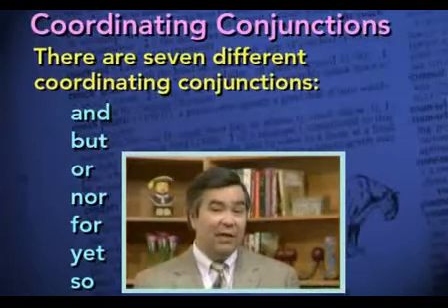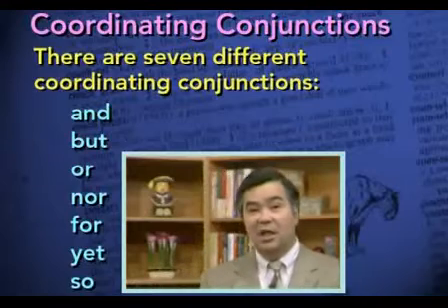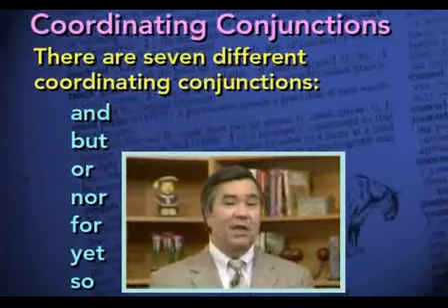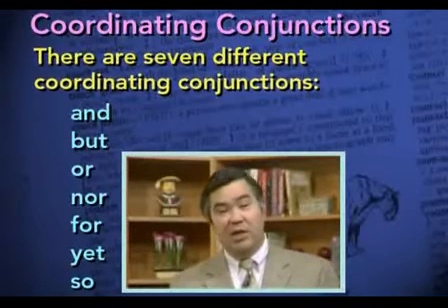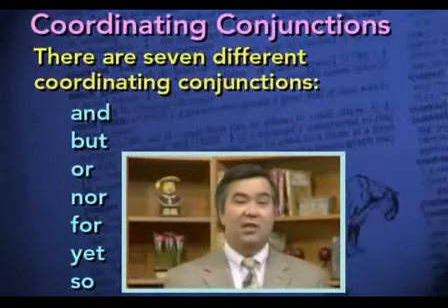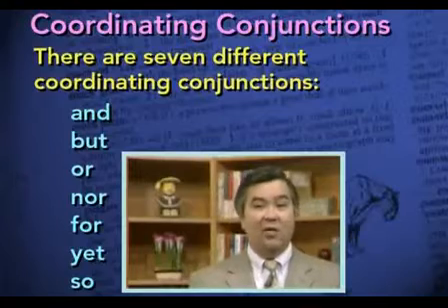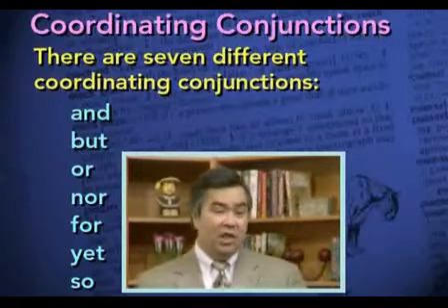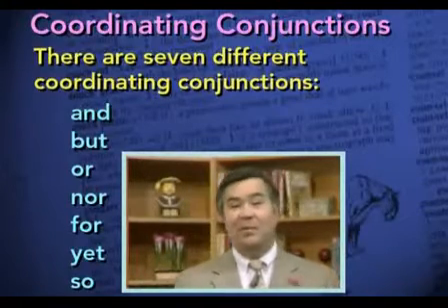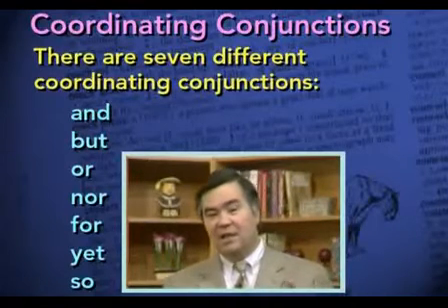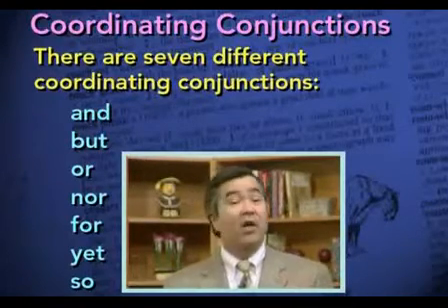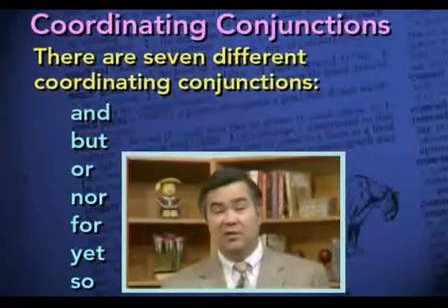Notice that these 7 coordinating conjunctions join 2 elements which are more or less equal in value, so that when you connect words, phrases, or clauses with a word like and, or but, or nor, generally speaking, the 2 things that are being connected are roughly equal in importance. That's one characteristic of how coordinating conjunctions are used.